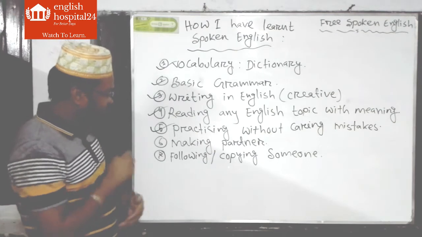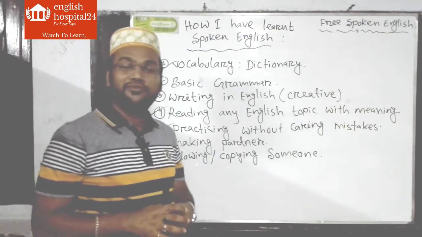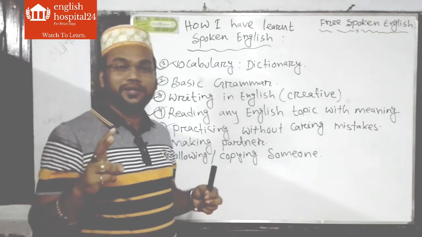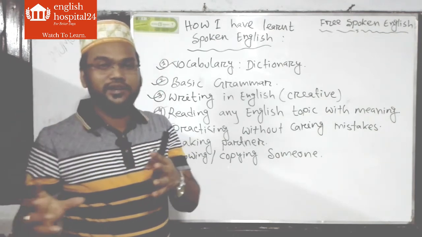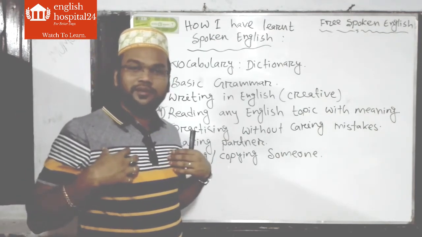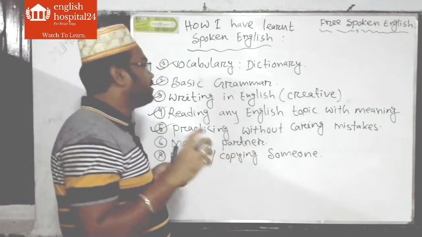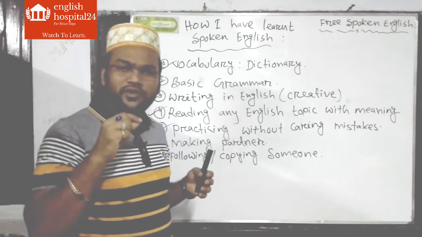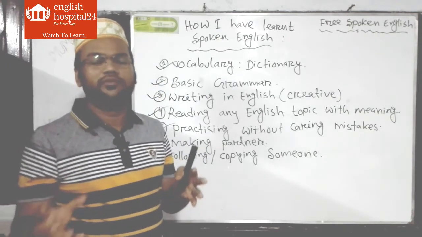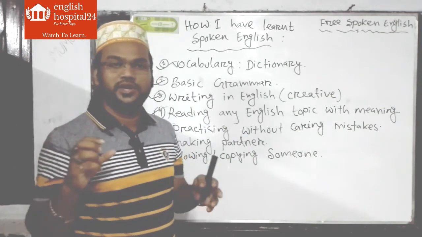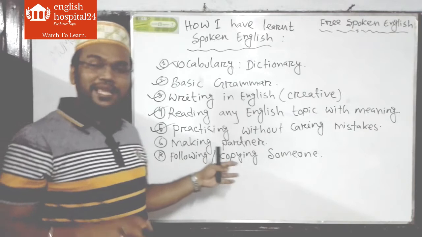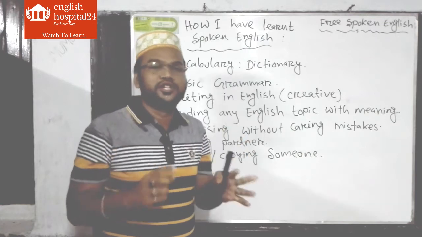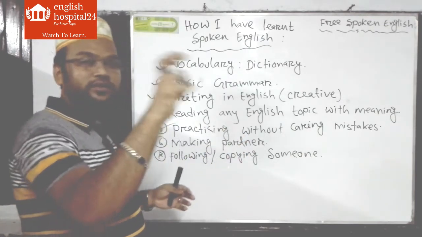Then the 6th strategy is making a partner. If you want to practice the English language, you will have to make a partner. But at first, if you don't find a partner, you can practice by yourself. How is it possible? You can stand in front of your class and practice by yourself. But in written English, you can take help from your teachers or from any expert in the English language. But you will have to make a partner to practice your spoken or written English with.